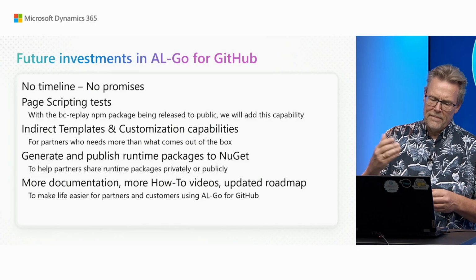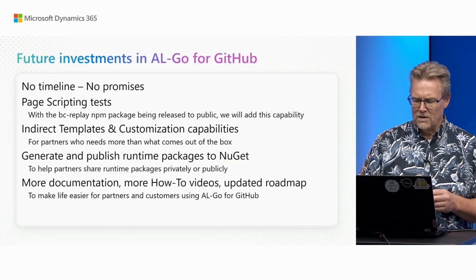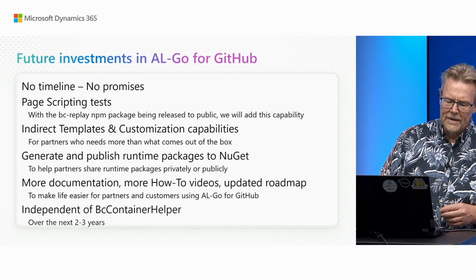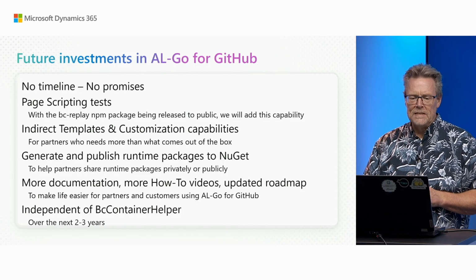This will immensely help partners share runtime packages privately or publicly with each other. We'll add some more documentation, more how-to videos, and an updated roadmap, so that this will make life easier for partners and customers using AL Go for GitHub. And again, we'll make AL Go for GitHub independent of BC Container Helper over the next 2 to 3 years. That's it for this one. Thanks for listening.